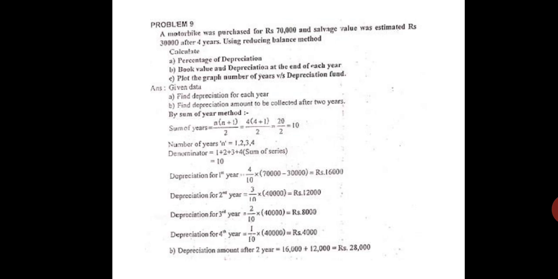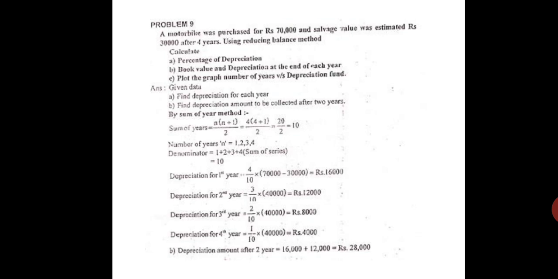Sum of the years is equal to n(n+1)/2. So the life n is 4 years now. 4 times (4+1) divided by 2 becomes 20 by 2, that is 10. So the number of years is 1, 2, 3, 4. If you add, it becomes 10: 4 plus 3, 7, plus 2, 9, plus 1, 10.